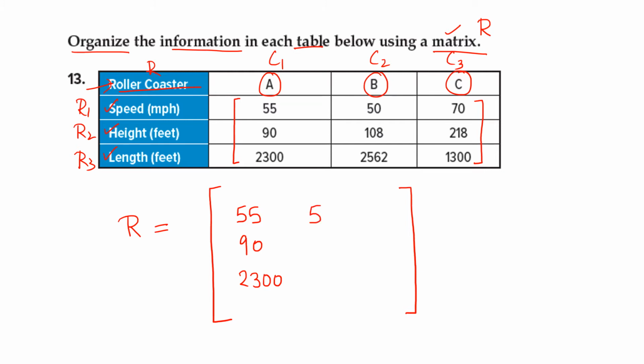So we just write the elements inside. First row, second column, that's 50. First row, third column, that's 70. And then just below them, I write the remaining numbers. So this is a simple example of organizing data from a table into a matrix. So this is how you do the organization.